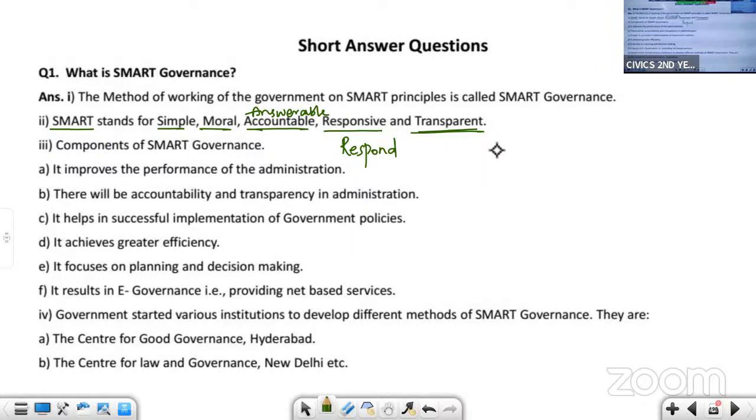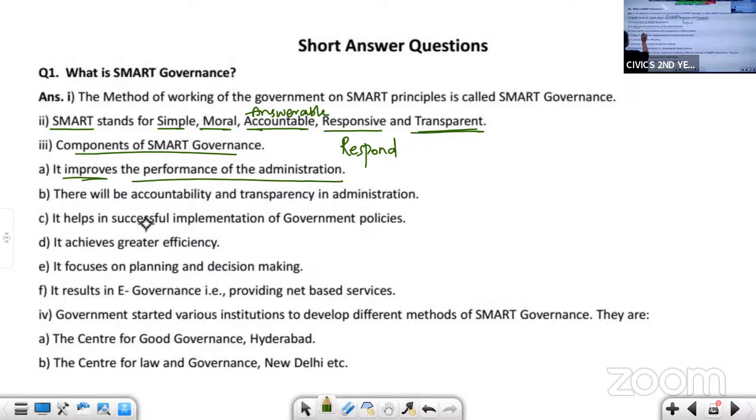So what are the components of smart governance? I hope I'm clear with what is SMART. SMART stands for simple, moral, answerable, responsive, and transparent. So let us see the components of smart governance. What happens if government is working on these principles? It will improve the performance of the administration.